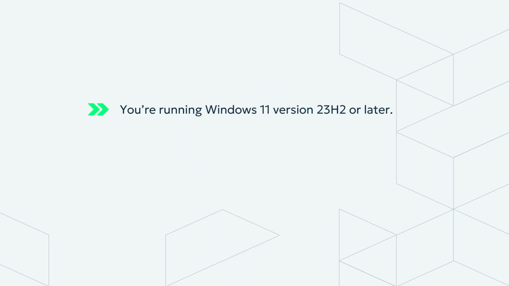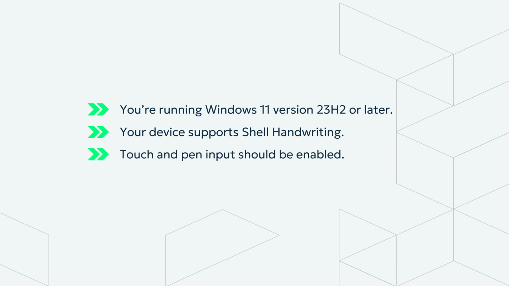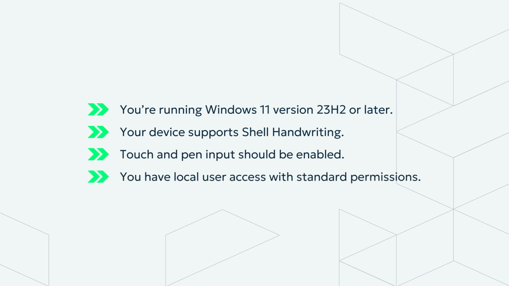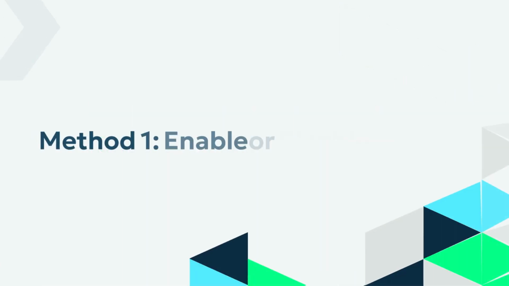You're running Windows 11 version 23H2 or later. Your device supports Shell Handwriting, available from build 23481, 22631.2050, or 25926. Touch and pen input are enabled for this feature to work. And finally, you have local user access with standard permissions.